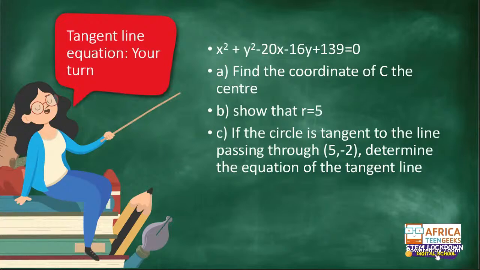Remember, from this equation that we have here, x squared plus y squared minus 20x minus 16y plus 139 equal to 0, the first thing was for you to get the center of this circle. We have seen that the center, when you do the working, is going to be -10.